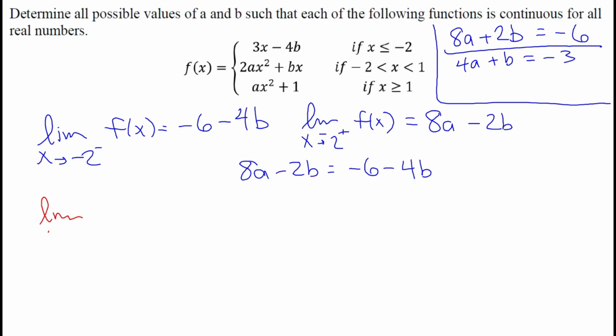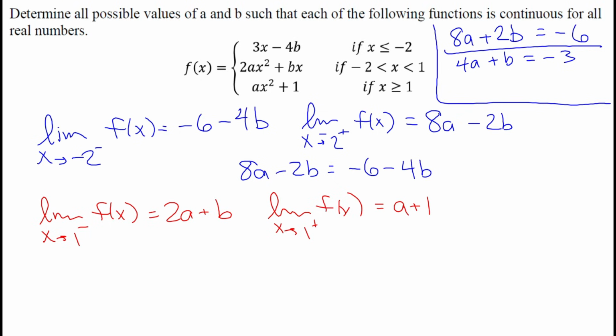So we have the limit as x approaches 1 from the left of f of x. That's going to be 2a plus b. And the limit as x approaches 1 from the right of f of x, which that will just be a plus 1. So what we need is 2a plus b to equal a plus 1. Or in other words, we need a plus b to equal 1. So those are our two equations that we want to deal with.